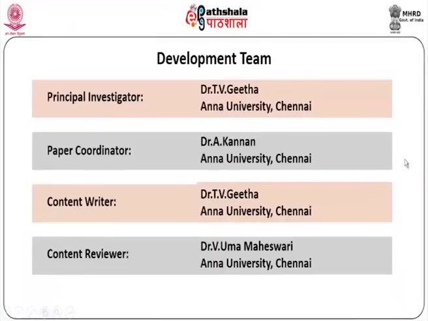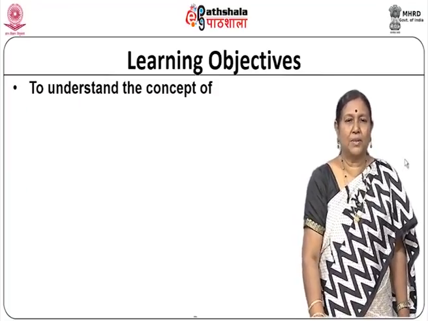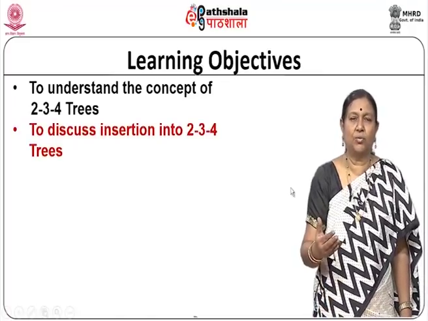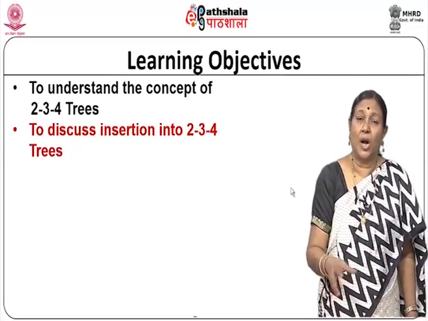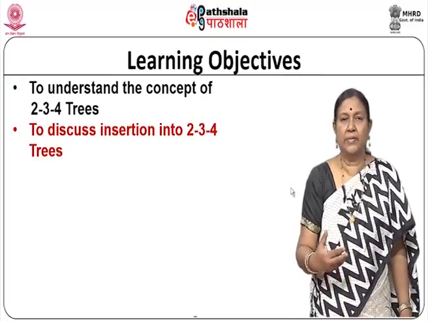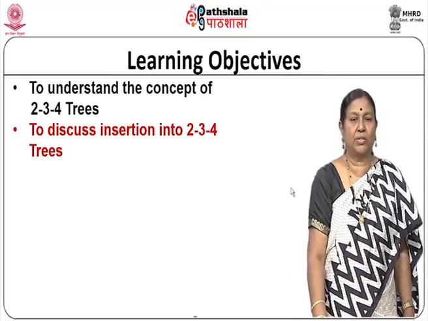So, let us start with the learning objectives. First is to understand the concept of 2, 3, 4 trees, then to discuss insertion into 2, 3, 4 trees. Here it is a little bit interesting how the splitting is done. In the previous module we did splitting for 2, 3 trees, here we are talking about splitting of 2, 3, 4 trees needed for insertion.